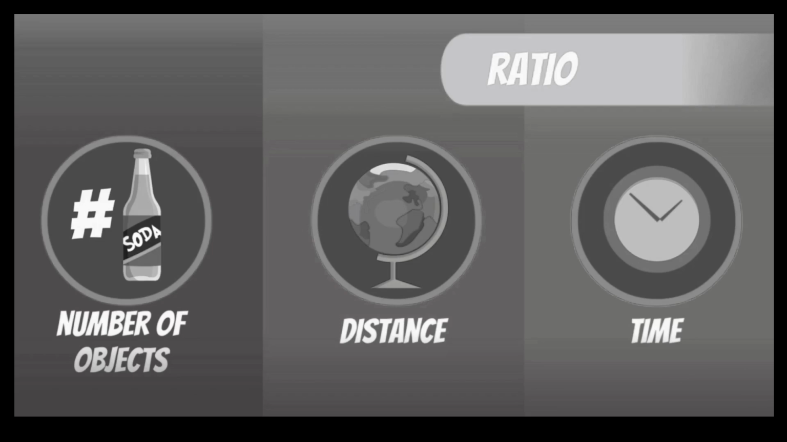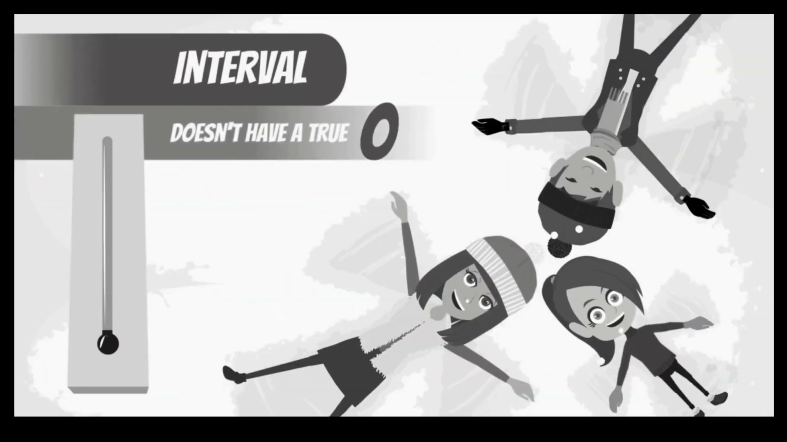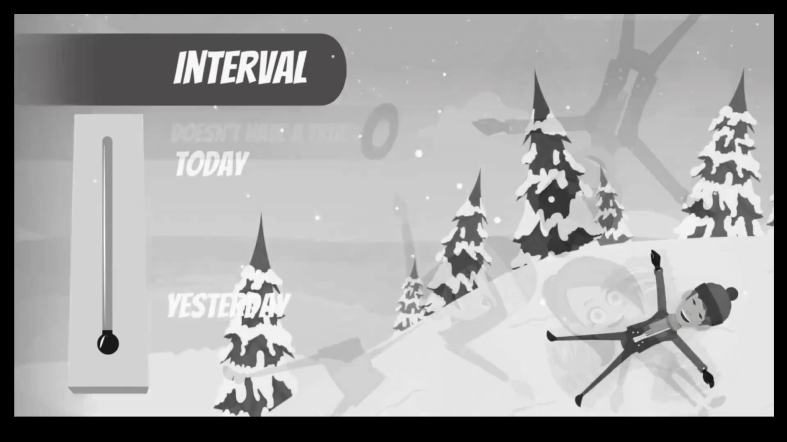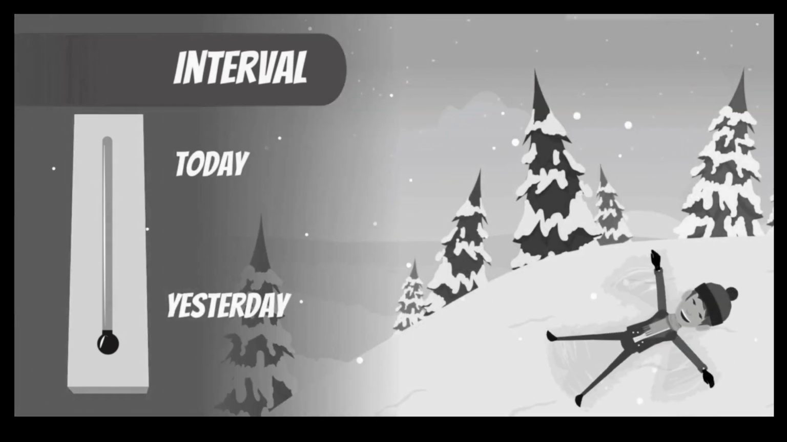Alright, intervals are not as common. Temperature is the most common example of an interval variable. Remember, it cannot represent a ratio of things and doesn't have a true zero. Let me explain. Usually, temperature is expressed in Celsius or Fahrenheit. They are both interval variables.